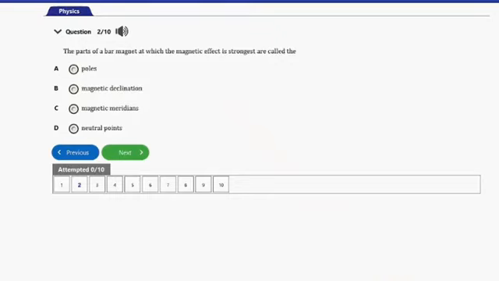So that's question number 2 here. It says, the part of a bar magnet at which the magnetic effect is strongest are called the A, poles, B, magnetic declination, C, magnetic meridians, and D, neutral points. So guys, the answer to this question is option A, and that's the poles. The poles are the regions or the parts of the magnet at which the magnetic effects are strongest. So that's it for this question. Let's go ahead and consider the next question, guys.